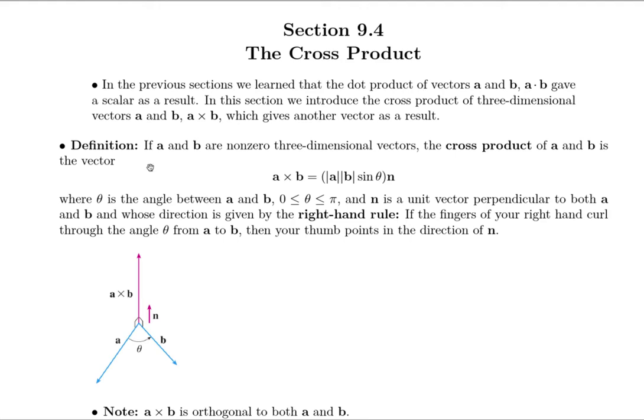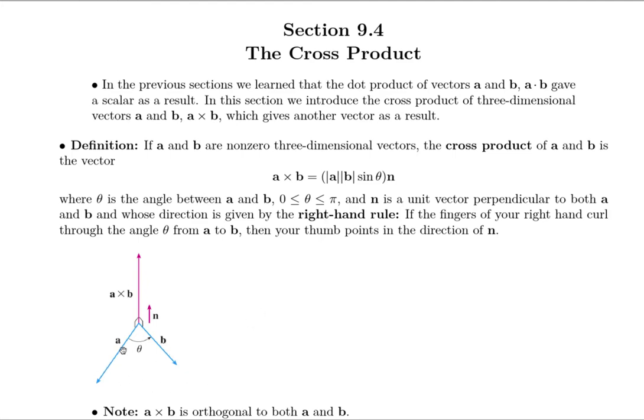And so here's how we define it. If A and B are non-zero three-dimensional vectors, the cross product of A and B is this vector, defined by the magnitude of A times the magnitude of B times the sine of theta times n. Now n, you see it's bolded, so n is also a vector. In fact, it is a unit vector that is perpendicular to both A and B, both the original vectors.